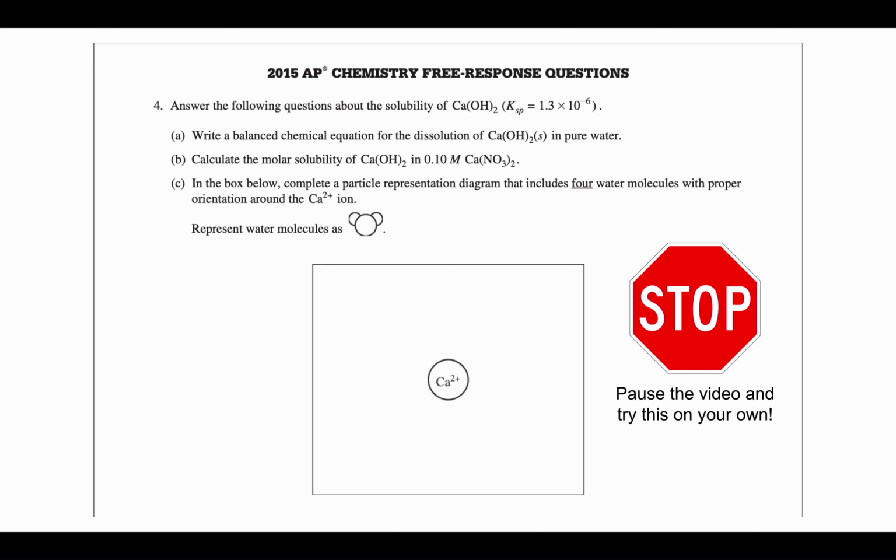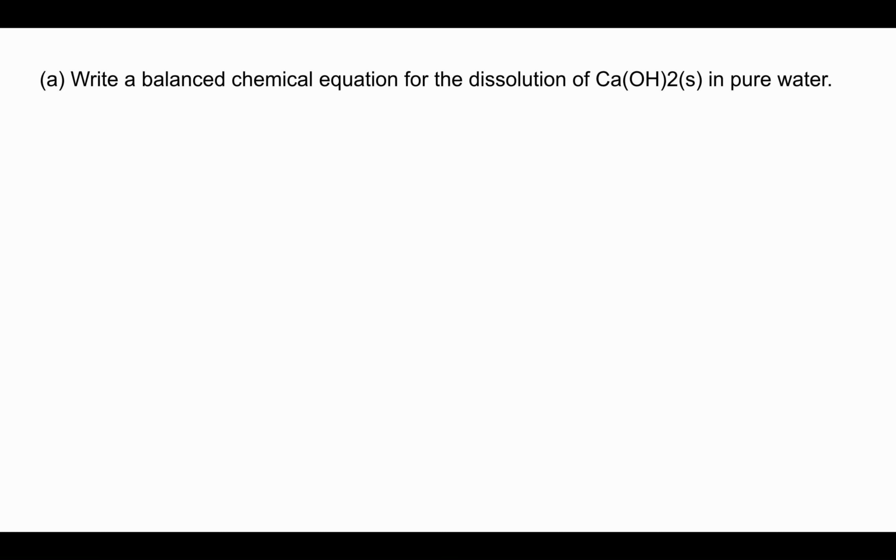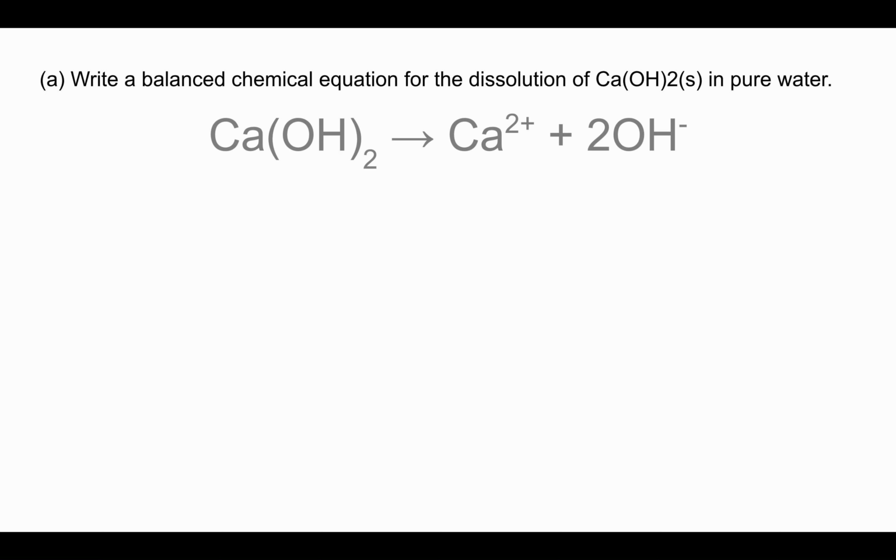Alright, now that you've tried this on your own, let's go ahead and talk about it. Part A says, write a balanced chemical equation for the dissolution of calcium hydroxide in pure water. Now, this is a pretty straightforward dissolution equation. You guys should be able to do this. So let's just see what the answer is.